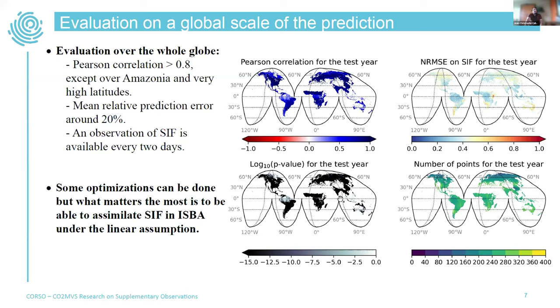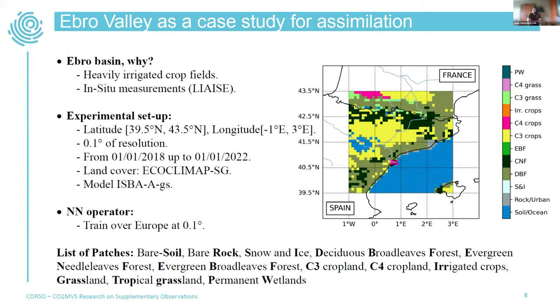Some optimization can be made on the training to get a better Pearson correlation. But in the end, what matters is whether we will be able to assimilate in ISBA. So we went straight ahead and tried to assimilate on a small domain. We chose the Ebro Basin, because there are heavily irrigated crop fields there that are not easily captured by the surface model. We trained our network at 0.1 and not at 0.25 degrees to avoid issues due to downscaling.